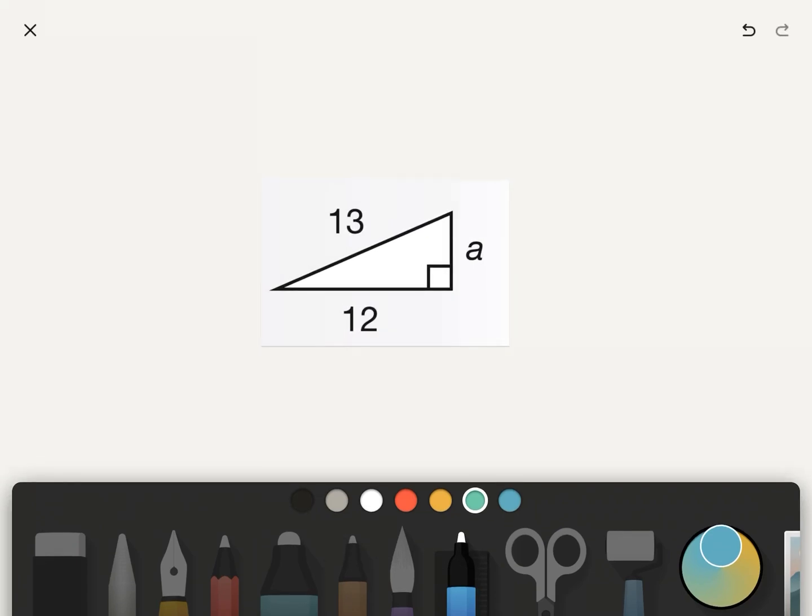All right, here's another example. And we're just going to figure out the value of A. Okay, so we've got this square.